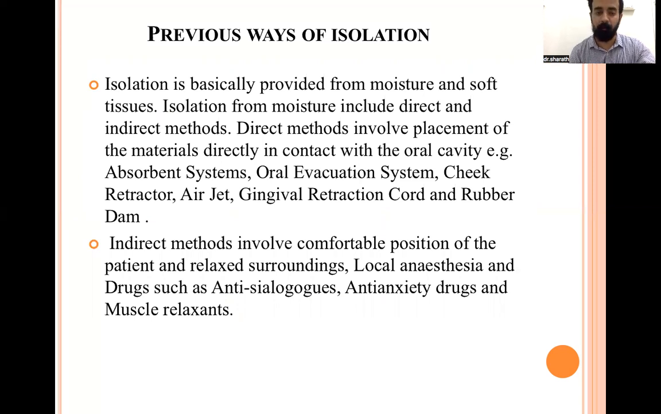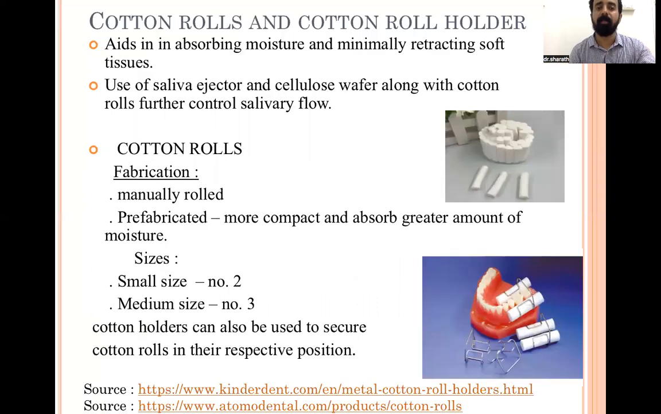Indirect method involves comfortable position of the patient and relaxed surroundings, local anesthesia, and drugs such as anti-sialogogues, anti-anxiety drugs, as I've mentioned before. Coming to cotton rolls and cotton roll holders, this acts as an aid in absorbing moisture and helps in retracting the soft tissues. The use of saliva ejectors and cellulose wafer along with cotton rolls will further control salivary flow. You can see the picture of the cotton retracting soft materials.